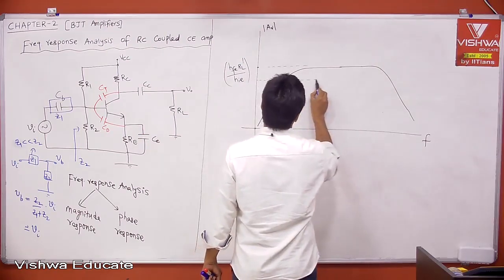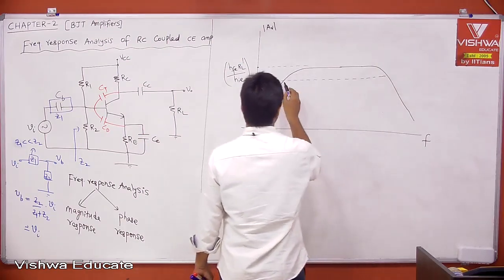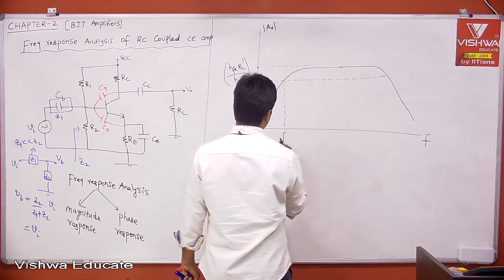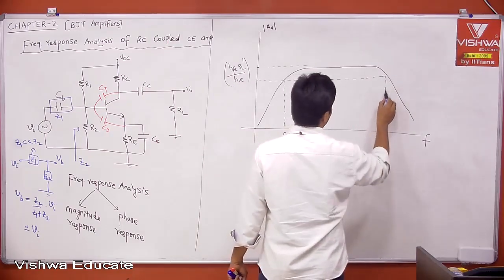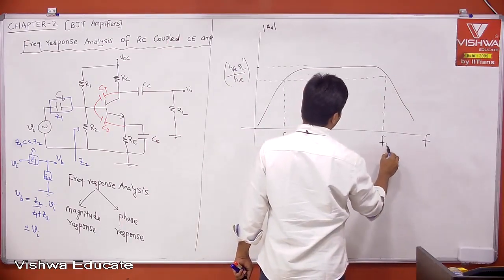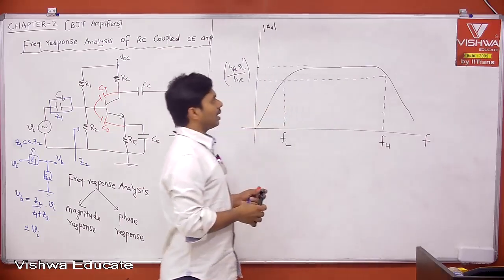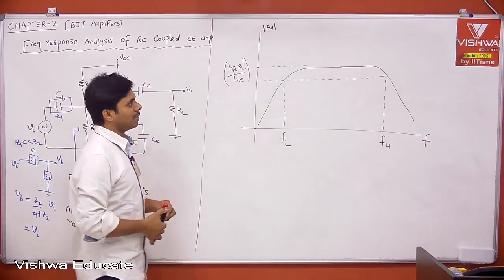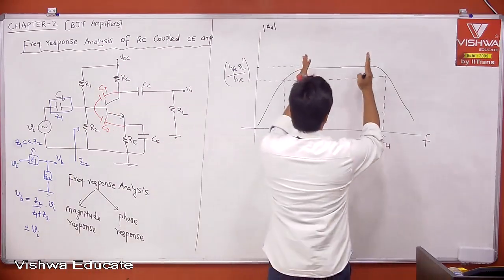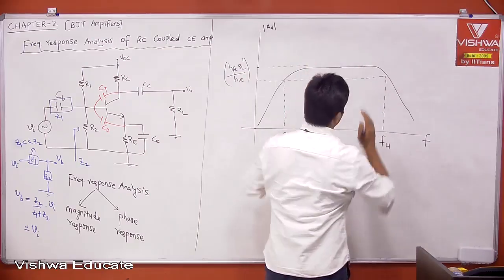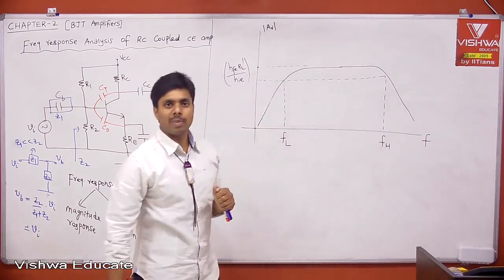Then there is something called 3 dB bandwidth. To define 3 dB bandwidth, this is defined with a lower cutoff frequency, and this with a higher cutoff frequency. What do you mean by 3 dB bandwidth? There are two types of bandwidth. One is absolute bandwidth, the frequency range in which the gain is absolutely flat. That is what is called absolute bandwidth.